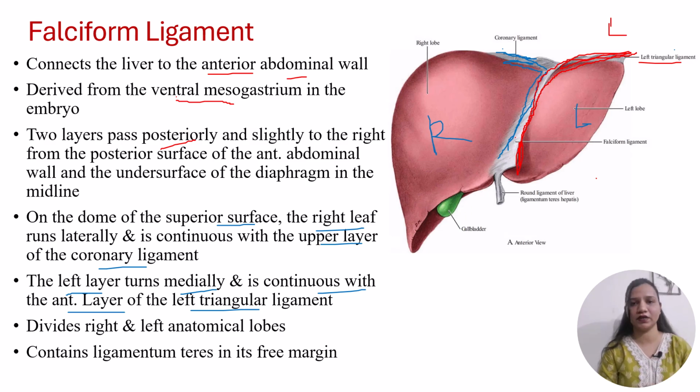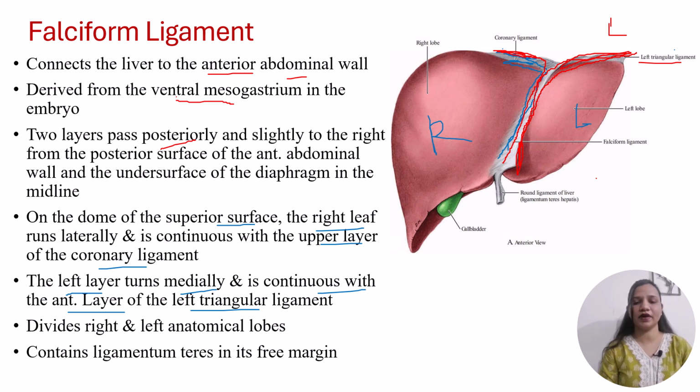anterior leaf of the left triangular ligament, and the right layer of the falciform ligament becomes continuous laterally with the coronary ligament on the superior surface of the liver. Okay. And it divides the right and left anatomical lobe.